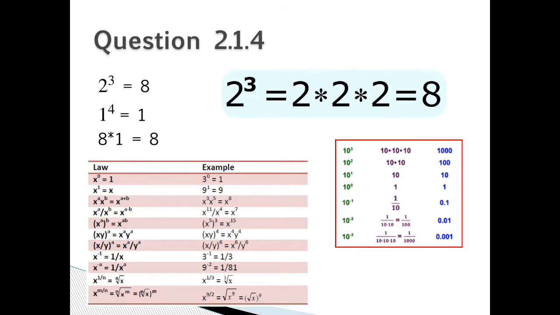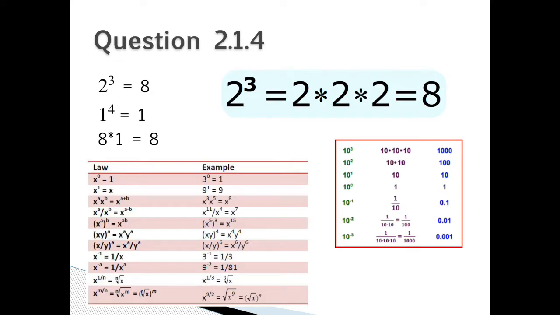Some examples of exponents. 10 to the power 3 is the same as 10 times 10 times 10, which is 1000. 10 to the power 2 is the same as 10 times 10, which is 100. 10 to the power 1 is the same as 10 times 1, which will give you 10. 10 to the power 0 is equal to 1.